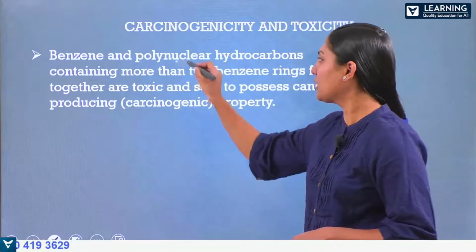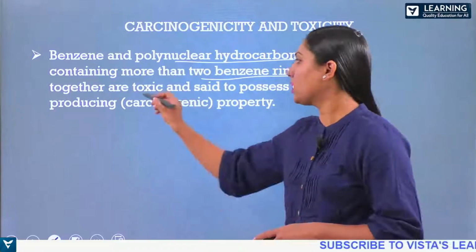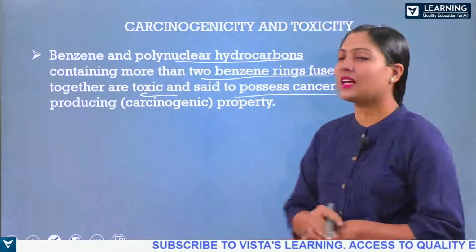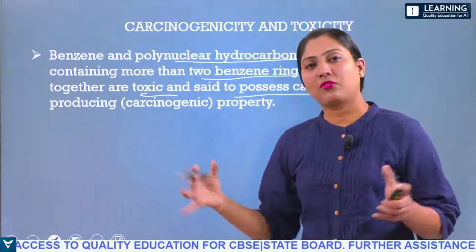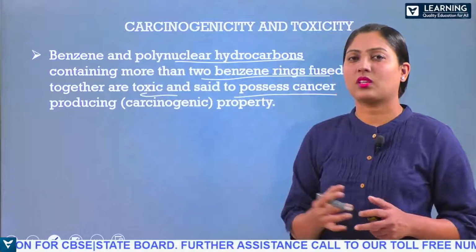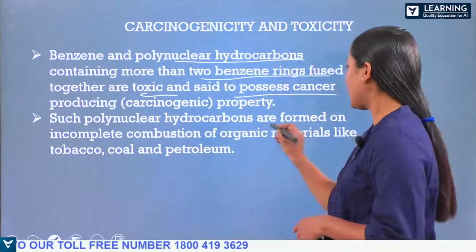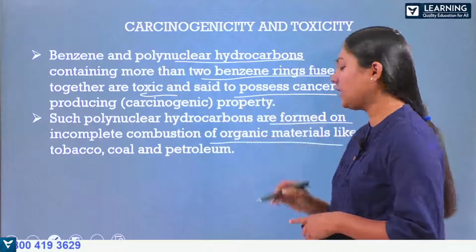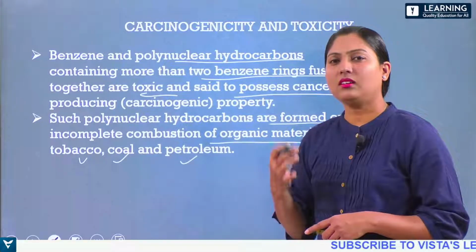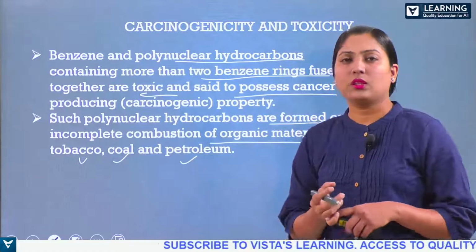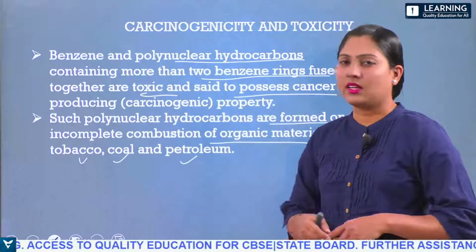So benzene and polynuclear hydrocarbons which contain more than two benzene rings fused together can be called toxic, and can be said to possess cancer producing property. So we have that cancer producing property where more than two or three benzene rings are fused together. Such polynuclear hydrocarbons are formed on incomplete combustion of organic materials like tobacco, coal and petroleum. So these all have benzene rings made up of more than two or three benzene rings and they cause cancer. So they are carcinogenic in nature.